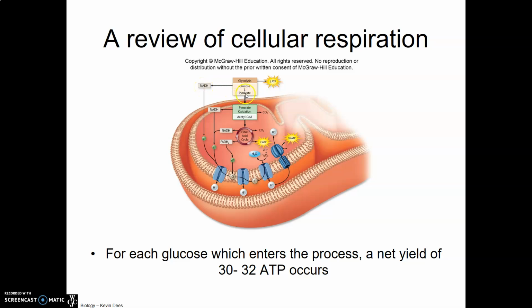If oxygen is present, our pyruvate will be oxidized as it passes into the mitochondria, and as it is oxidized, carbons are going to be pulled off to form carbon dioxide, and the pyruvates will be converted into acetyl coenzyme A. Each acetyl coenzyme A is a 2-carbon molecule. This also produces a reduced electron carrier in the form of NADH.